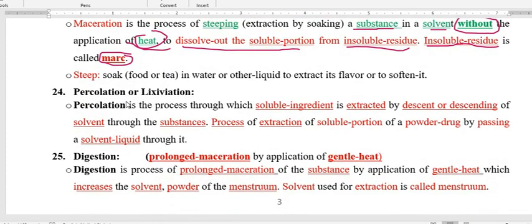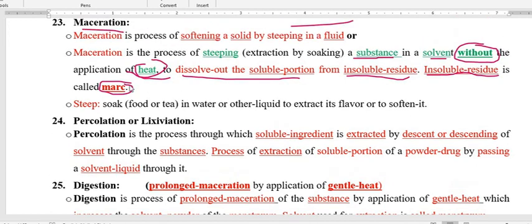Next is percolation or lixiviation. So what is this? Percolation is the process in which we pour the solvent over the crude substance, and the solution we get, possessing the soluble substance isolated from the crude substance, is called percolation.